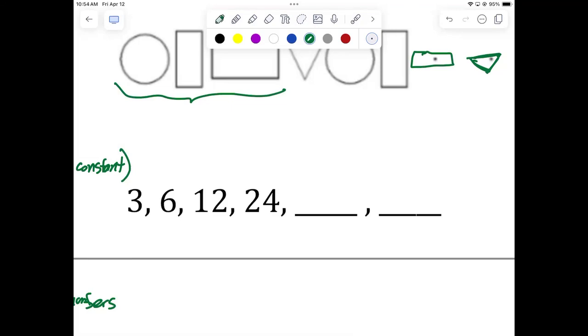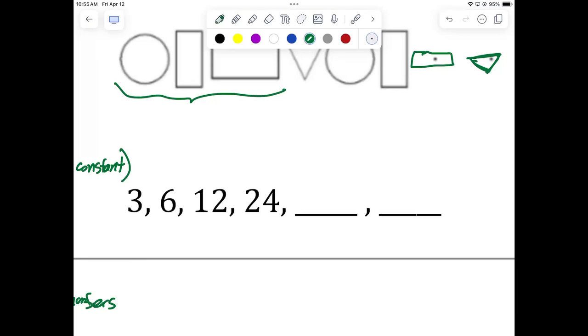3, 6, 12, 24. This is another sequence. A sequence has terms separated by commas. We call the things terms, and they're separated by commas. What comes next here? 48. Wait, how are you getting 48? Slow down there.